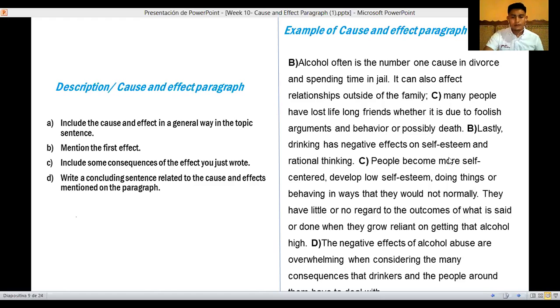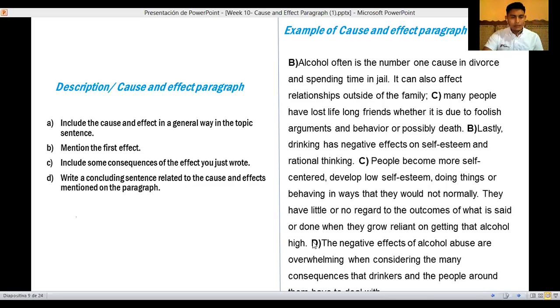Number one, include the cause and effect in a general way in the topic sentence. Little B, mention the first effect. Little C, include some consequences of the effect you just wrote. And little D, write a concluding sentence related to the cause and effect mentioned in the paragraph.